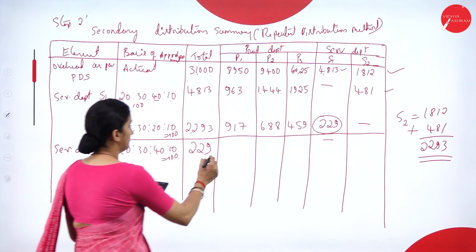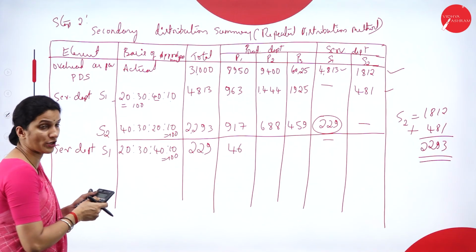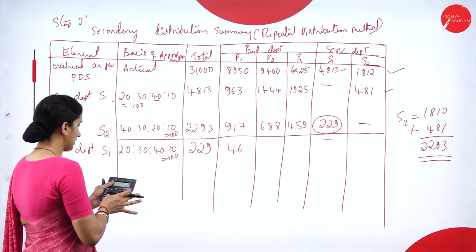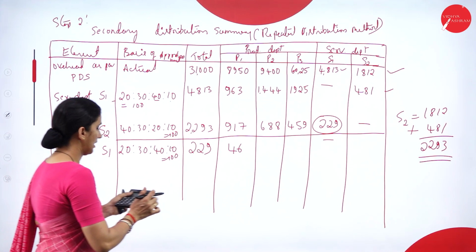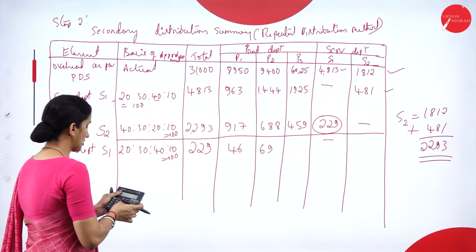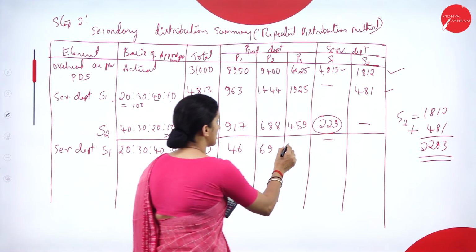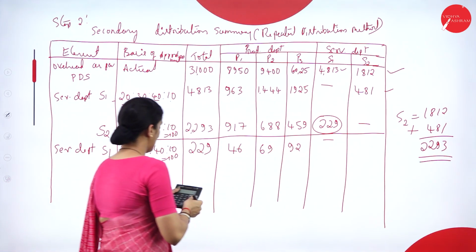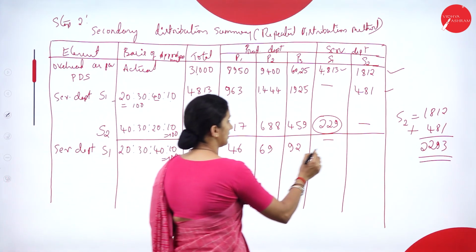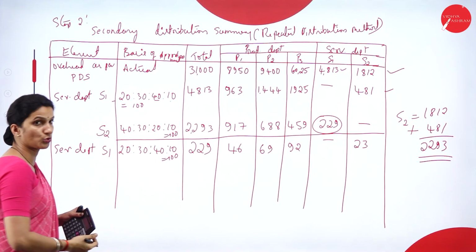So 229 into 20 by 100 is 45.8, we can round up to 46. Then 229 into 30 divided by 100 is 69. Then 229 into 40 divided by 100 is 92. Then 229 into 10 divided by 100 is 23. So the total should be equal to 229.